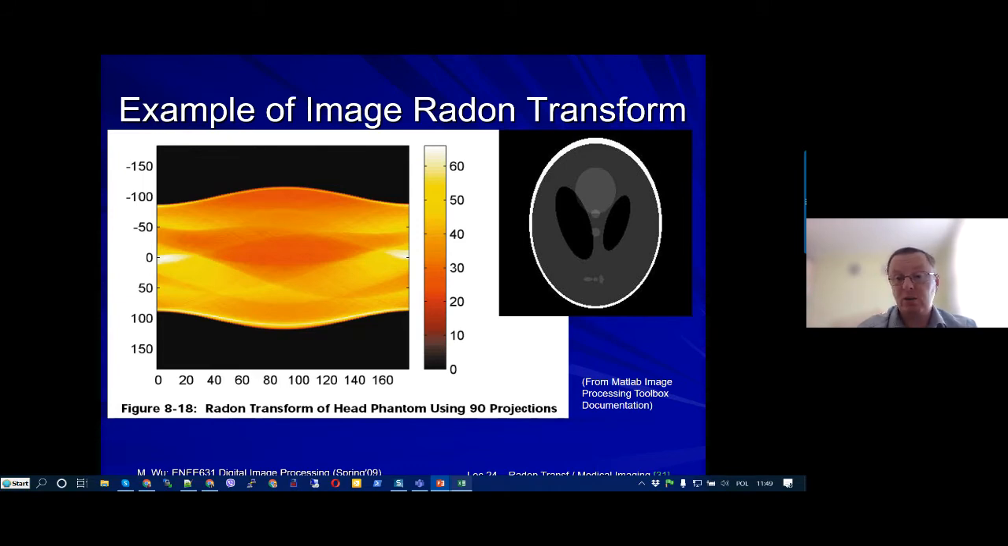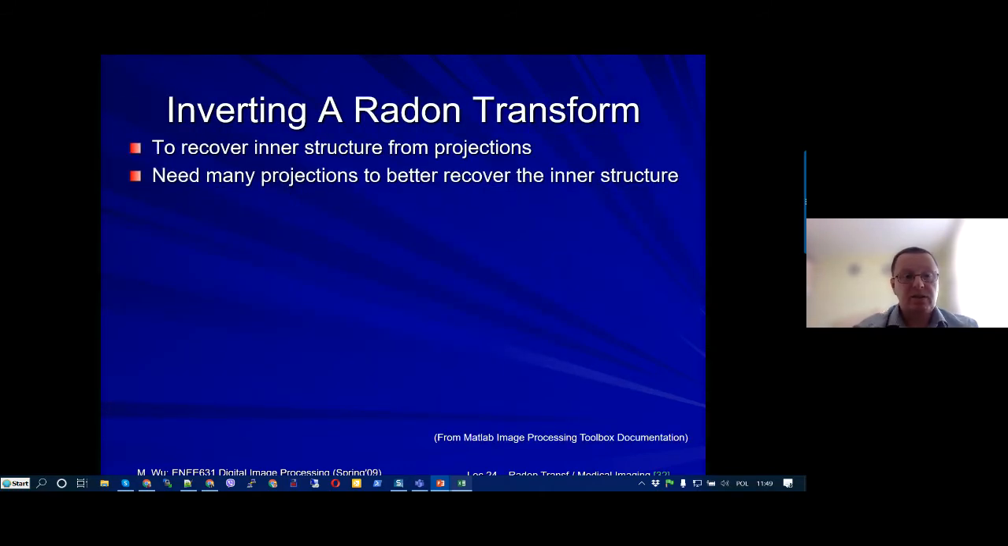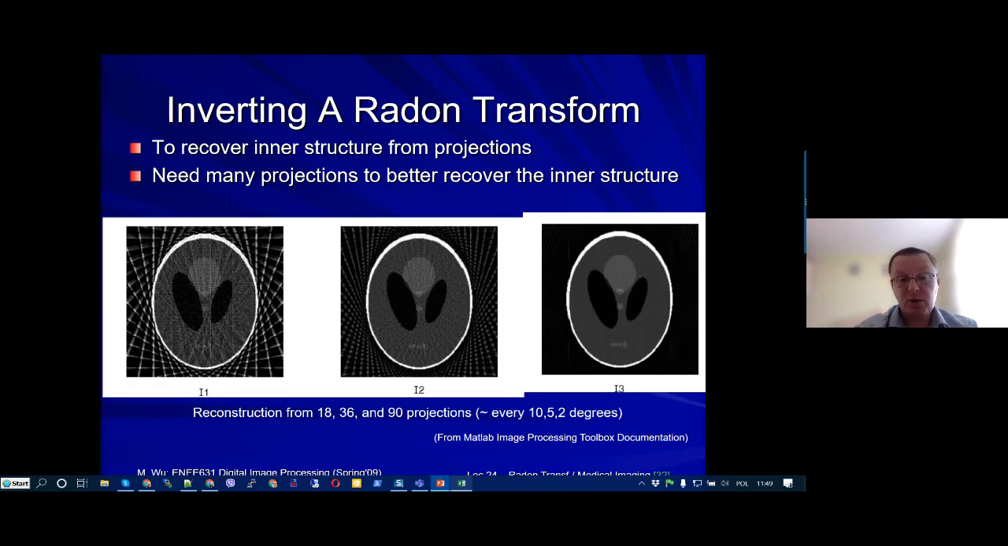turning around and making a stop each 4 degrees. Actually, it's almost useless information, but it's a necessary step. To reconstruct and recover the inner structure from projections, we need the inverse Radon transformation. For sure, the more projections we record, the better we can recover the structure.